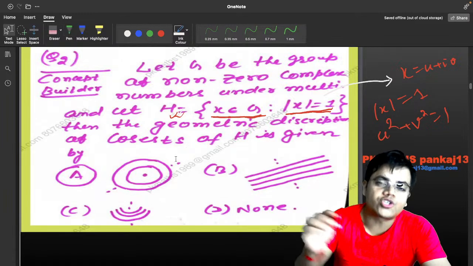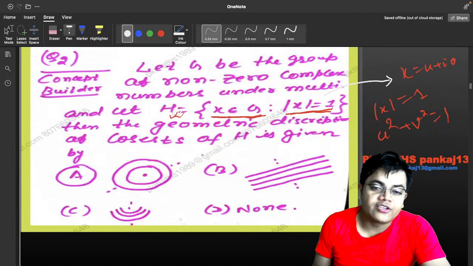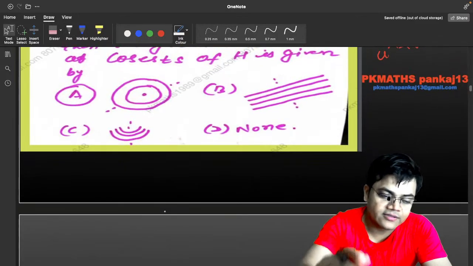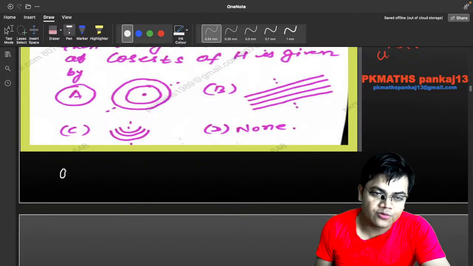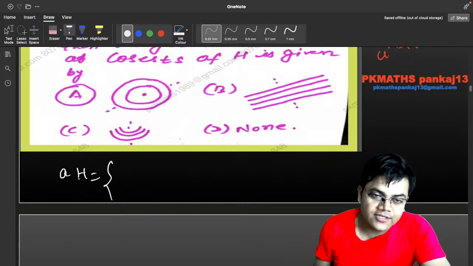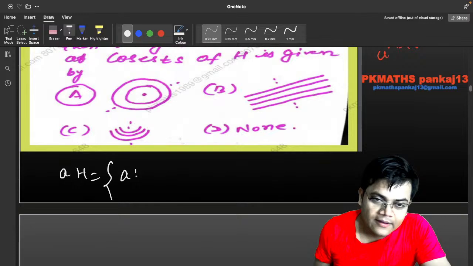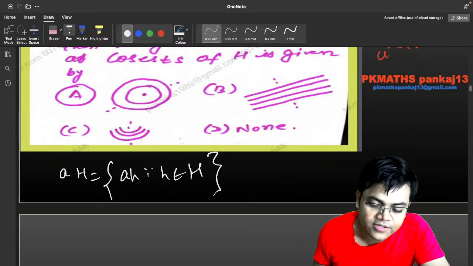And what about the quotient? Quotient means what? Quotient means aH, isn't it? Just let me do the explanation. It will take not more than 2 minutes. You can see your clock. So aH is what? aH, where h belongs to H. This is how we used to define the left quotients.